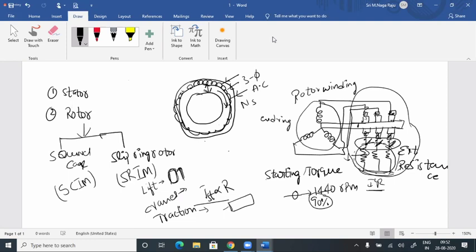So this magnetic field rotates. This rotating magnetic field will cut the rotor armature conductors. Then EMF will be induced in the rotor winding. Because of that induced EMF, current will pass through the rotor. That is called rotor current. So now we have flux from the stator, and because of the current in the rotor winding, we have another flux also. So in the machine, now we have two fluxes.